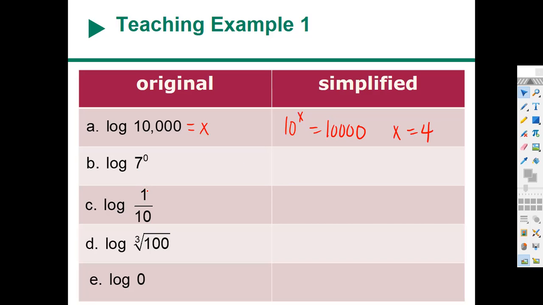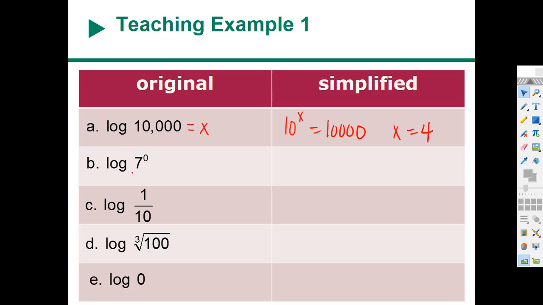I deem it all important, but it's up to you. So you have log of 10,000 equals x, and we're simplifying it. Remember it's common log, if there's no base there, then it automatically is 10. Got it? All right.